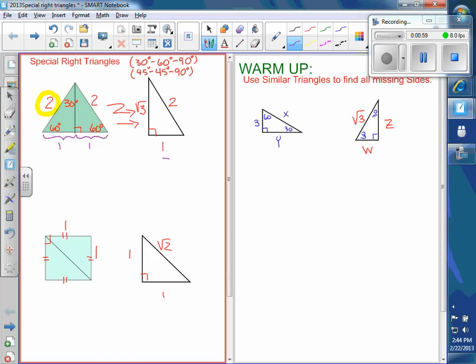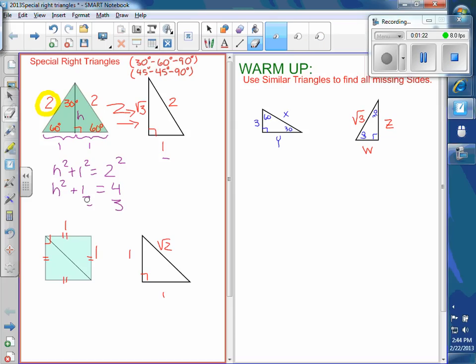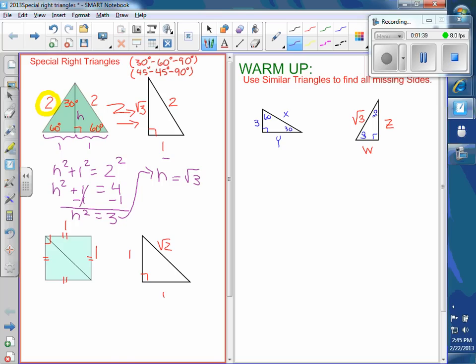Okay? And by Pythagorean theorem, I could tell you that h squared plus 1 squared is equal to 2 squared. So h squared plus 1 is equal to 4. So if I solve for h squared, I have to subtract 1 from both sides. Do you see that? You guys see that over there? So that tells me h squared is equal to 3. So h itself would be the square root of 3, which is the height.